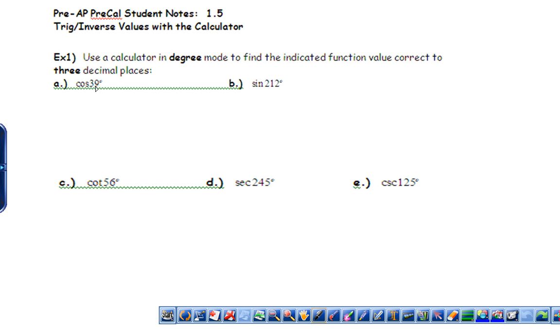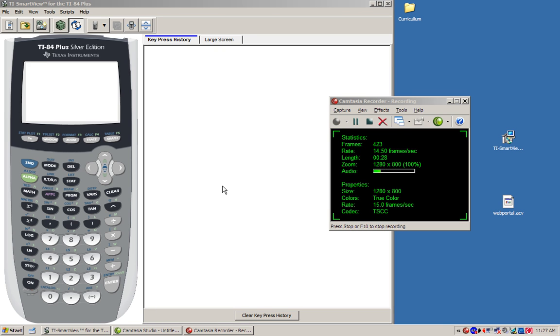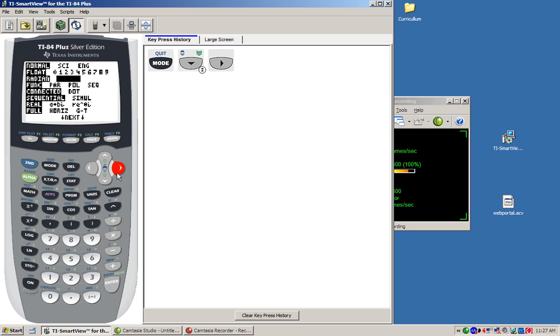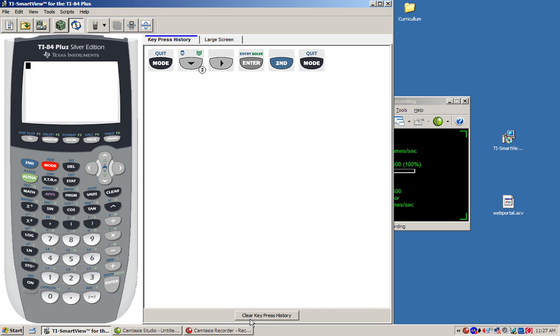So we're going to plug in cosine of 39 degrees. Let's go to our calculator, and let's go to mode first of all, because we need to make sure that everything is in degree mode. So go to mode, scroll over to degree, and press enter so that it is in degree. And then let's clear out of that.